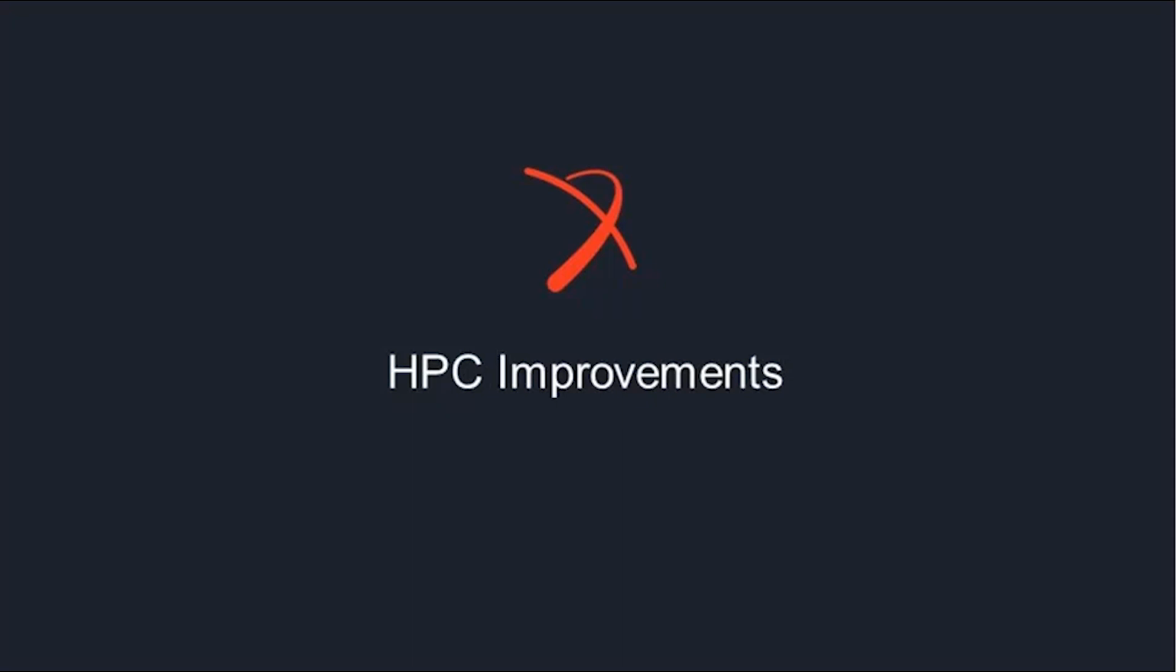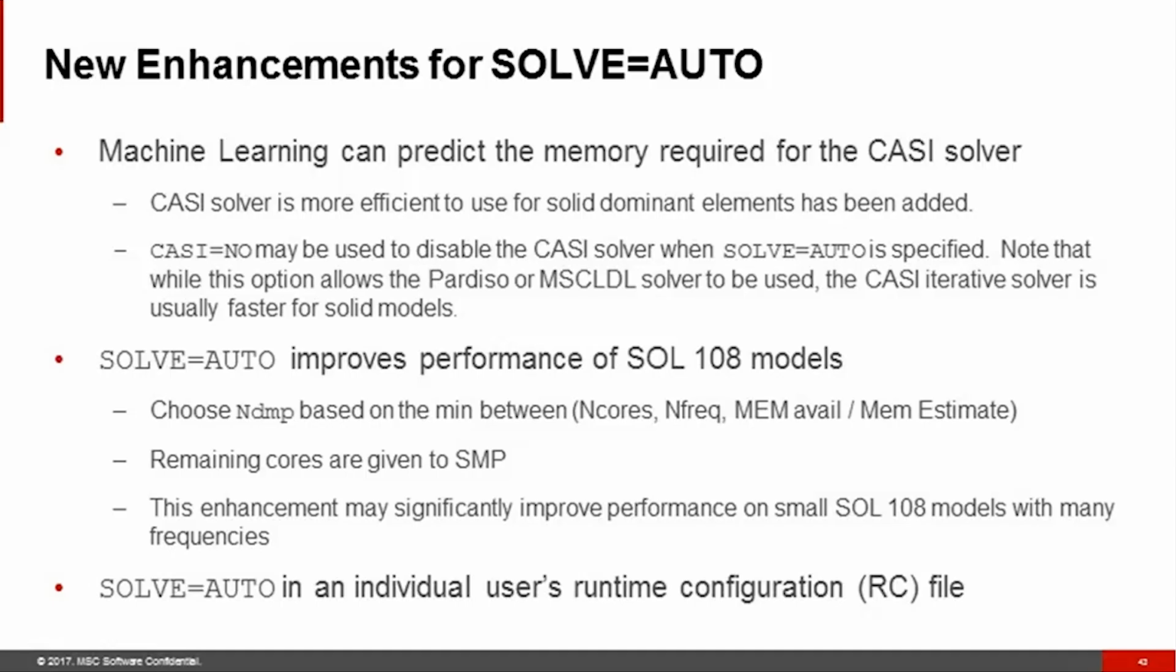Now we'll be talking about the HPC improvements in version 2018.2. The first set of enhancements were for the SOLVER=AUTO feature. Previously, users had to spend some time and use trial and error to figure out the best settings for running the job. With the 2018 version, which was last released, this changed. We defined SOLVER=AUTO for you, which allows MSC Nastran to automatically select the best solver method and optimal configuration for the model. This is a very convenient way to run the job.